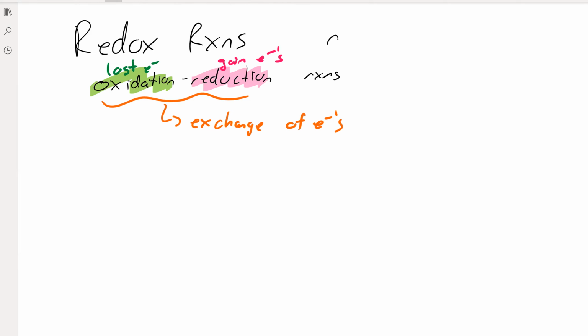A common adage to remember this is OIL RIG. OIL stands for oxidation is loss of electrons, and RIG stands for reduction is gain of electrons. Overall, redox reactions are the most common and probably most important type of chemical reaction in chemistry.